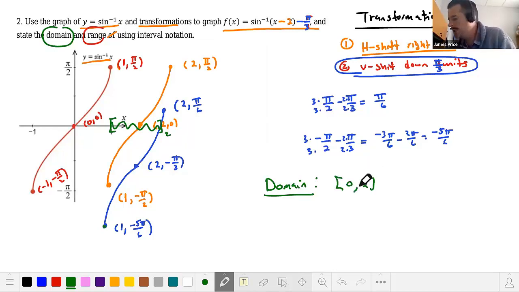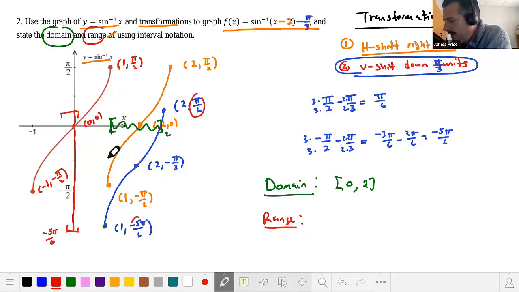And then the range, what is that? Remember, those are the output values. So you come down here, and the output value, you start right here, is negative 5 pi over 6. And then you go all the way up to right about here, which is that output value, which is pi over 6.